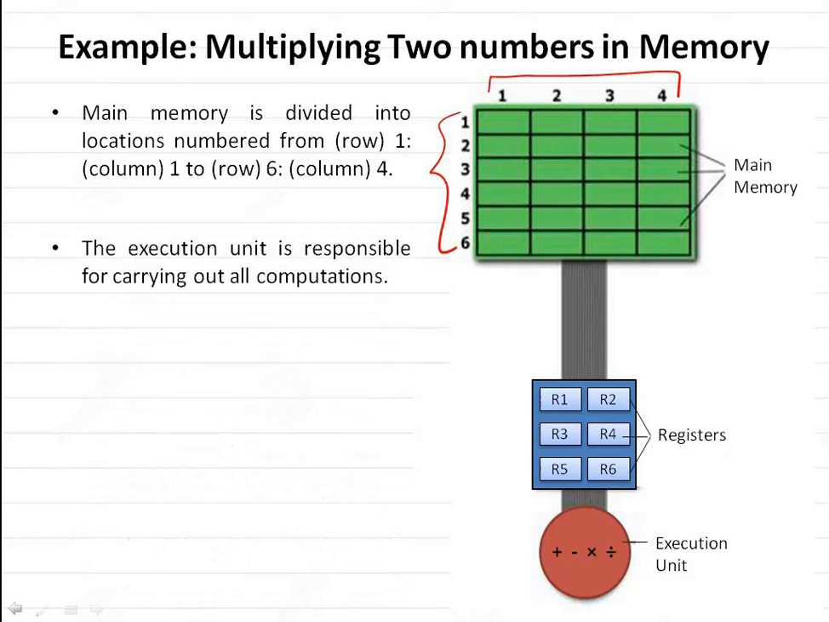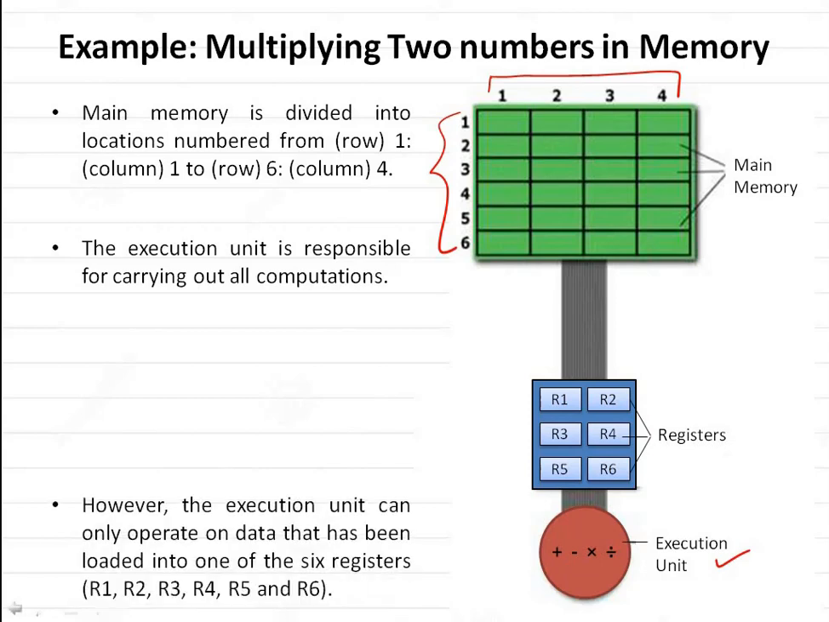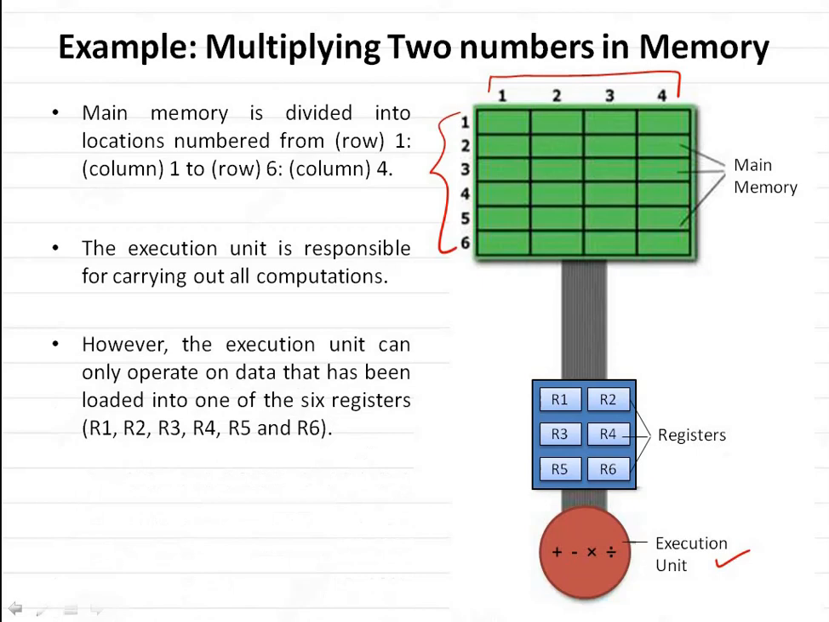And secondly, we have this execution unit. The execution unit is responsible for doing all the calculations like addition, subtraction, multiplication, and so on. And along with it, suppose our CPU contains these registers, say 6 registers are present. So we can load the data from the memory into the registers, and then the execution unit can execute the operation. So this is the architecture of our computer systems.